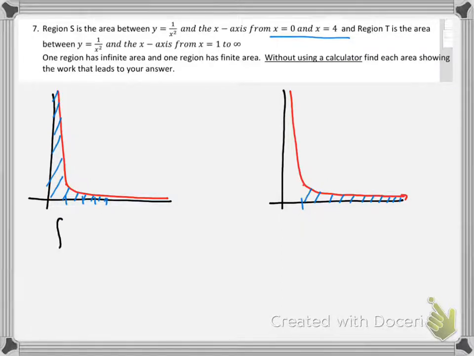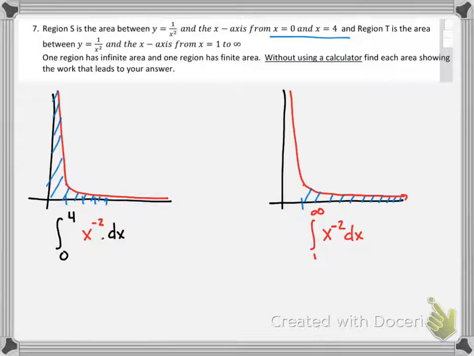The first one would be the integral from 0 to 4 of 1 over x squared dx, or, written in a more helpful way, x to the negative 2. And the other one would be the integral from 1 to infinity of x to the negative 2 dx.